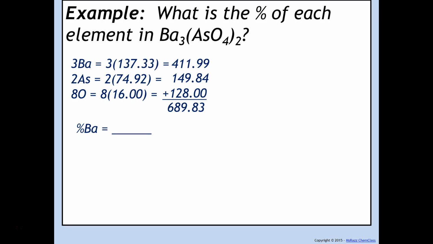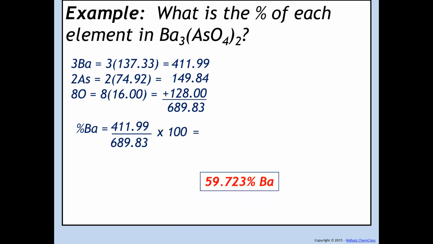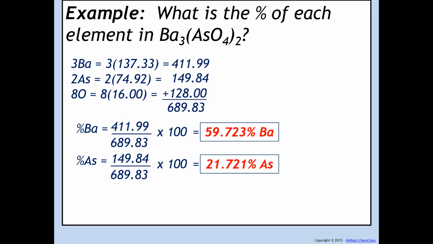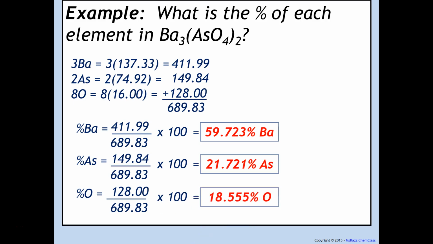To calculate the percent barium, you're going to take the 411.99 and divide it by the 689.83, multiply by 100. And then that will be the percent barium in the compound. You'll do the same thing with the arsenic, 149.84, which is the entire mass of arsenic, over 689.83 times 100, and that will be the percent by mass of arsenic. And then finally, for the oxygen, you'll do the 128 divided by the 689.83 times 100, and that'll give you the percent oxygen.